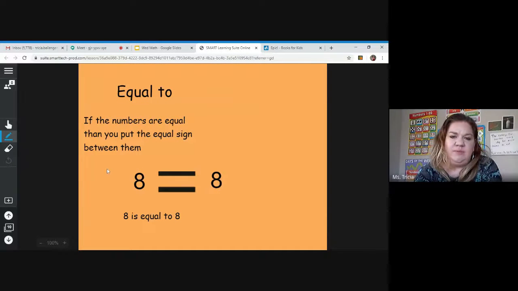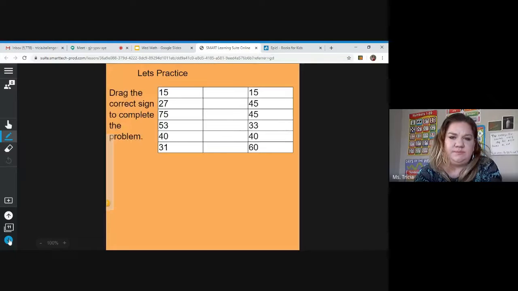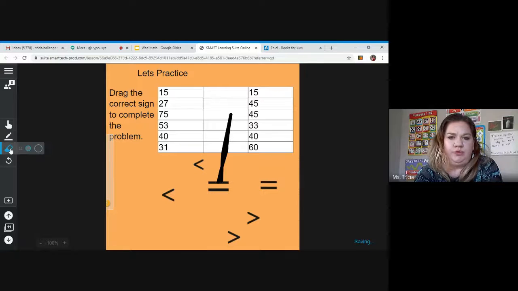Equal to, if the numbers are equal, then you put an equal sign between them. 8 is equal to 8. So we're going to drag the correct sign. So 15, oops. I got to erase that and go back to the point. We got 15 is equal to 15.